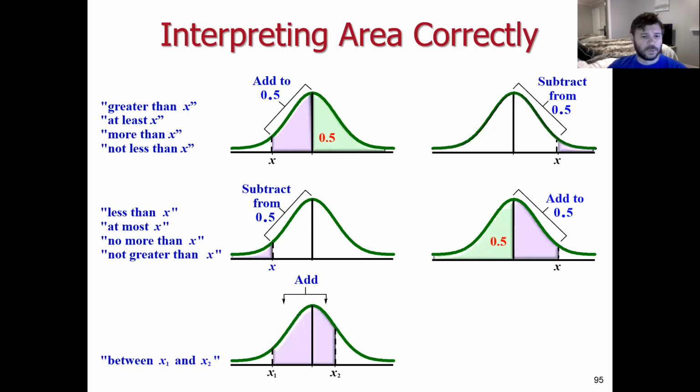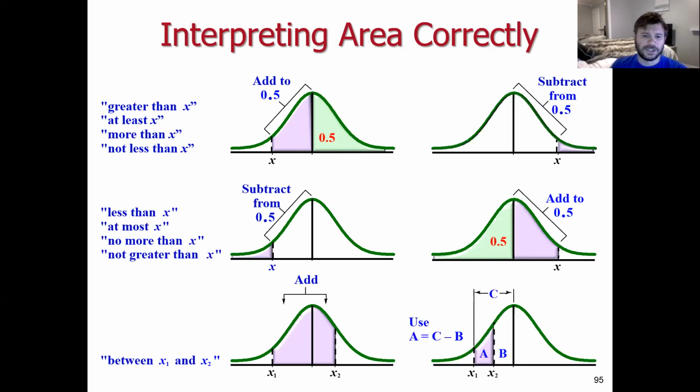Well, if X1 and X2 are on opposite sides of the mean, then we're just going to look up the table value associated with each z-score, and then we'll add them together. The z-score for X2, we add that to the z-score for X1's table value. So I'm sorry, we don't have the z-scores, but we're going to use the z-scores to get those probabilities for both of those areas, and then we'll add them together.